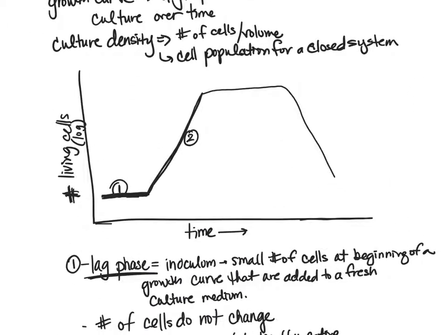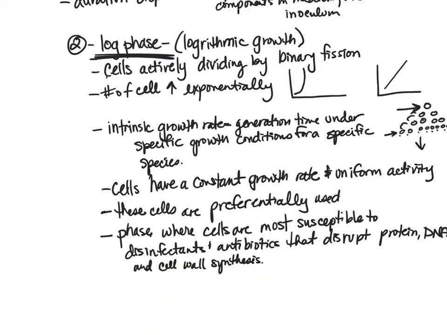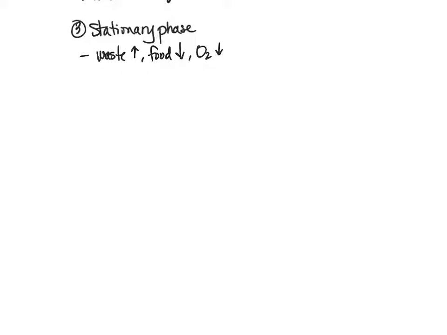Now if we go back up to our graph here, we're up at step number 3 here. And in step number 3, this is called the stationary phase. So in this phase, as its name implies, things kind of stay the same. So stationary, meaning at this point, our waste has increased. So we have a buildup of waste. Our food has decreased. So we have a decreased amount of nutrients or food. If it is an oxygen-requiring organism, the oxygen has decreased. So for aerobes, our oxygen has decreased.